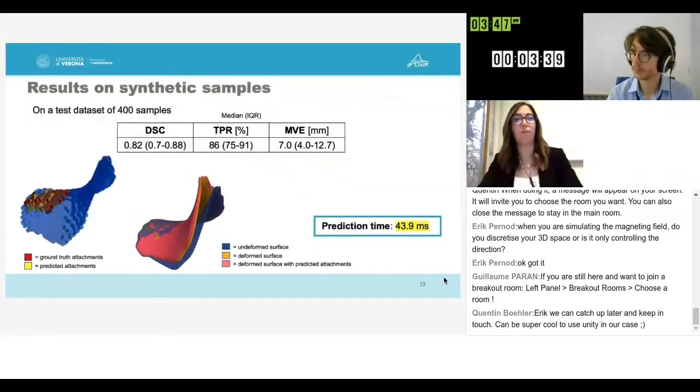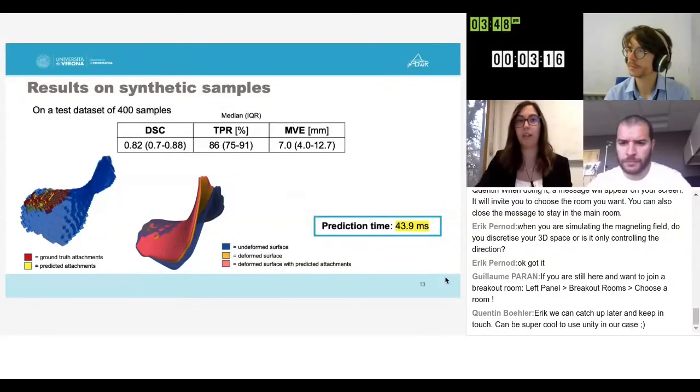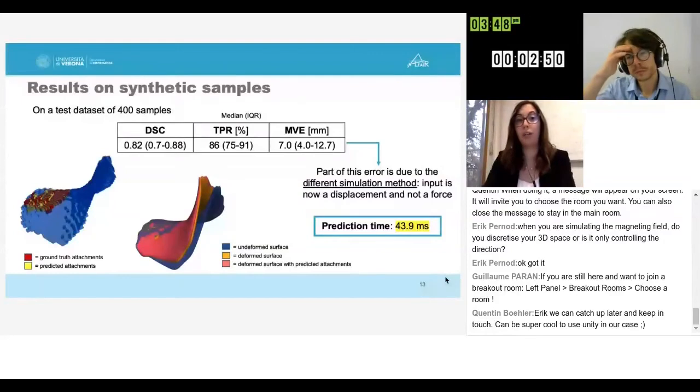So here are some results that we obtained on synthetic samples. And as you can see, both the dice coefficient and the true positive rate are quite high. So the network learned to predict where the attachment points are located. And so if we consider the maximum volume error, its median value is around 7 millimeters, and it might seem quite high, but we have to consider that in this case, part of this error is due to the fact that these forward simulations obtained with the predicted boundaries are obtained by imposing as input a displacement, while the deformed configuration obtained during data generation time are obtained using an input force. So part of this error is due to the different input method.